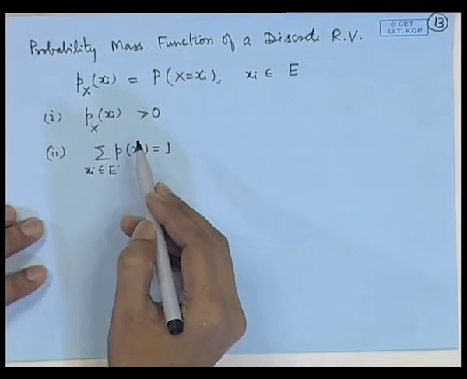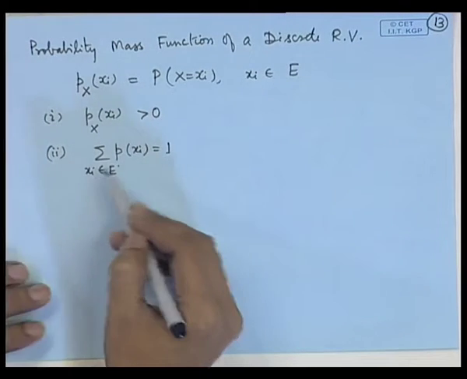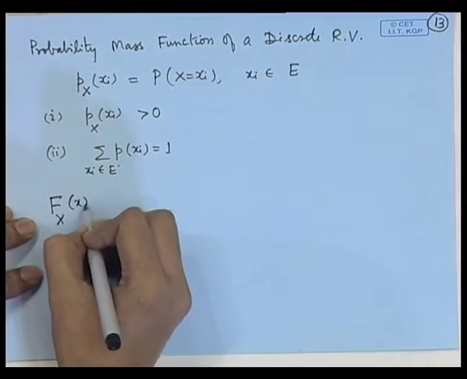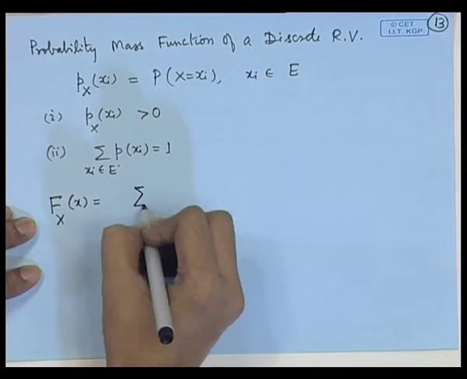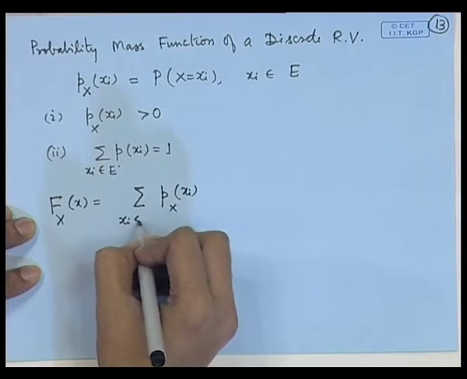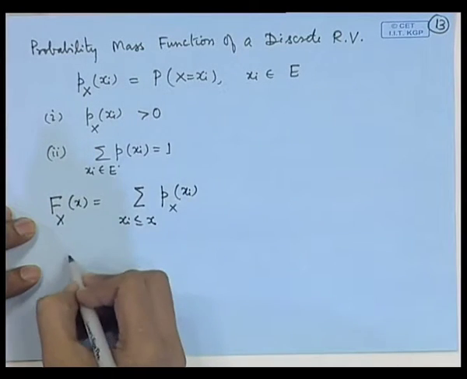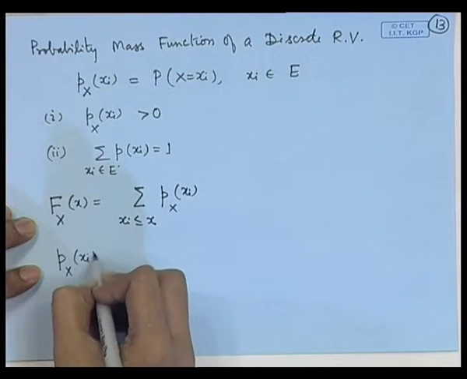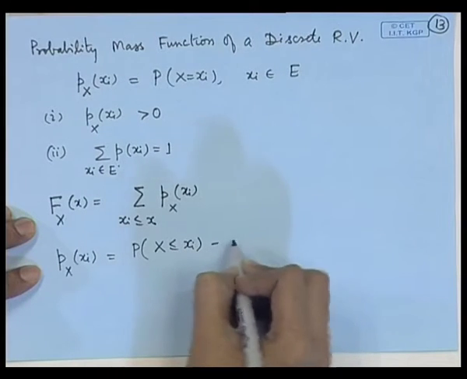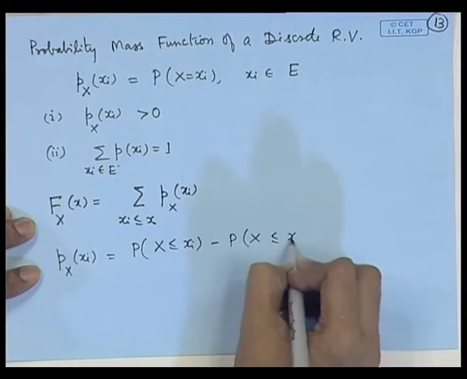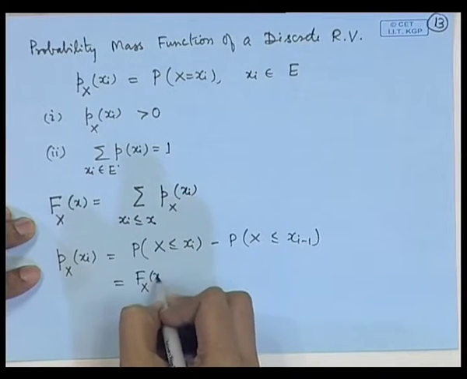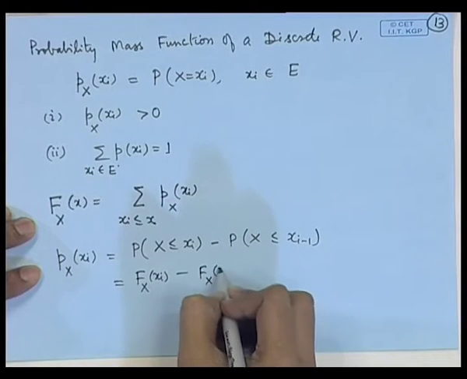Now, from here you can establish a relationship between the cumulative distribution function and the probability mass function. The cumulative distribution function can be expressed as F(x), the sum of all those values of the probability mass function for which x_i is less than or equal to x. Conversely, p_X(x_i) can be written as probability of X less than or equal to x_i minus probability of X less than or equal to x_{i-1}. So, this will become F(x_i) minus F(x_{i-1}).